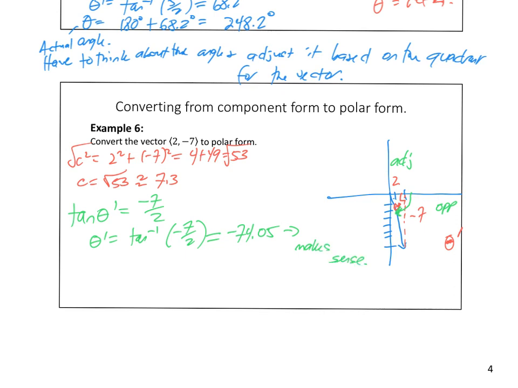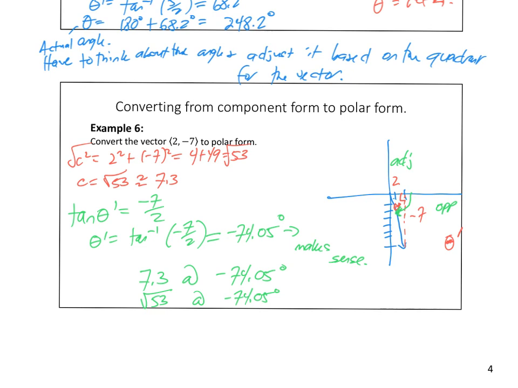So our vector is going to be, what do we get? 7.3 units at an angle of -74.05 degrees. Or if you want to use an exact value, rad 53 at negative 74.05 degrees. So in quadrant 4, our calculator actually gave us the value that we wanted.